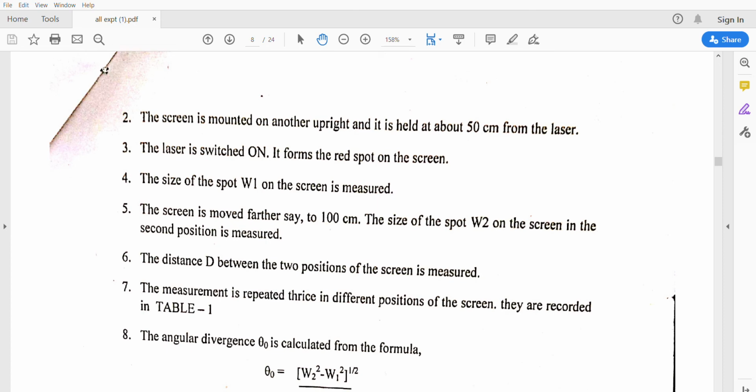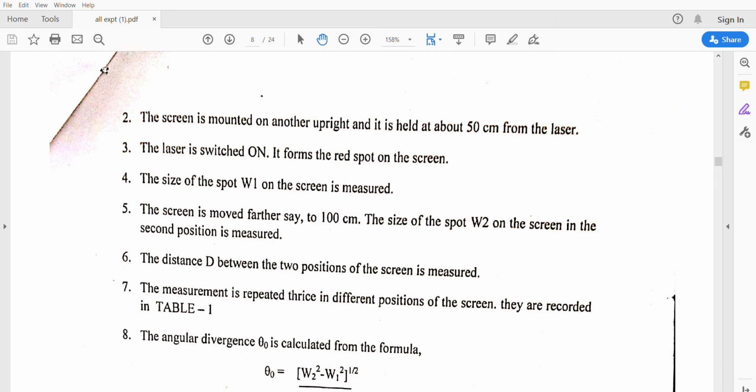The screen is moved further, say to 100 centimeters. The size of the spot, W2, on the screen in the second position is measured. The distance d between the two positions of the screen is measured. Distance d is nothing but the distance between position 1 and position 2. The measurement is repeated three times, and in the second case also we need to change position 1 and position 2.